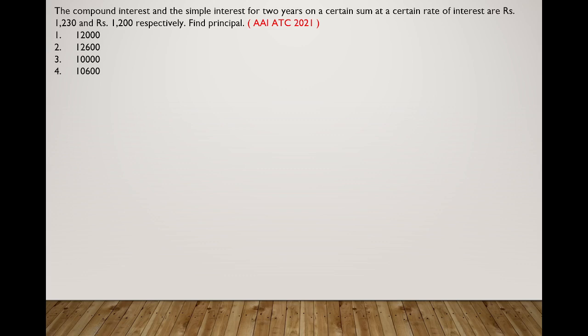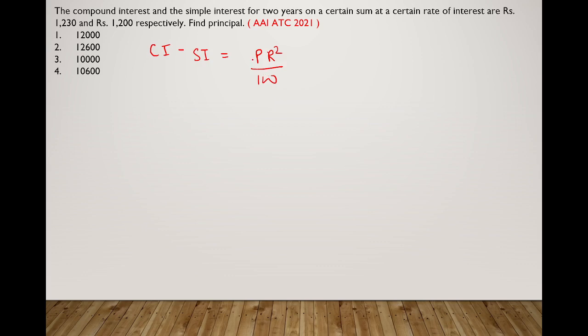The compound interest and simple interest for 2 years on a certain sum at a certain rate of interest are Rs 1230 and Rs 1200 respectively. What is the principal? Here we need to find out the principal. As all of you know, as I mentioned the formula in the earlier class, simple interest minus compound interest equals P R squared divided by 100.